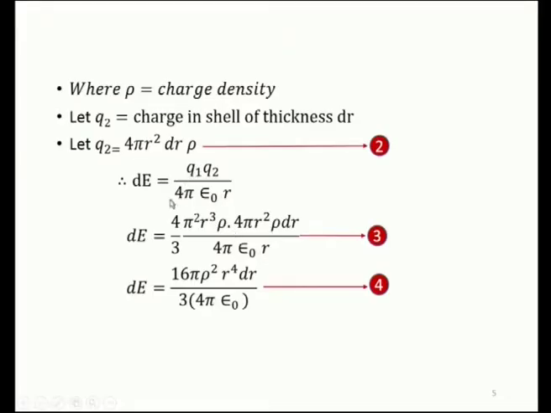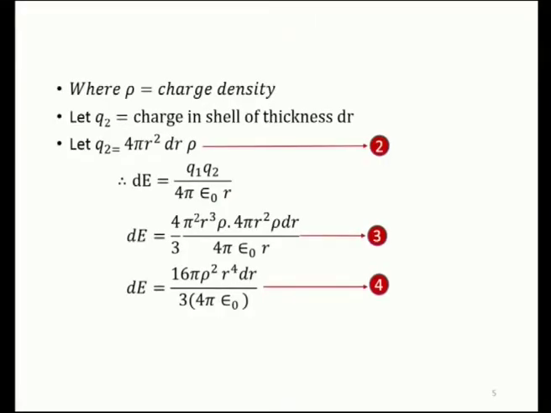For Q1 we have substituted, for Q2 we have substituted, and we get this final result, dE. Simplifying, we get 16 pi rho squared r to the power 4 dr by 3 into 4 pi epsilon 0. So this is the energy required to add that shell of thickness dr onto this sphere of radius small r.